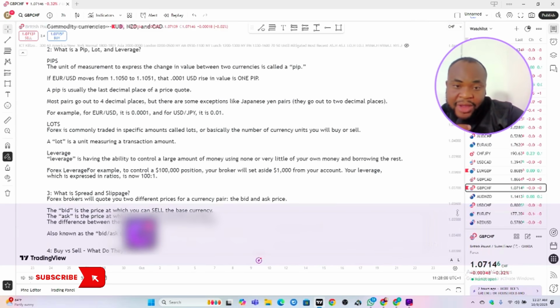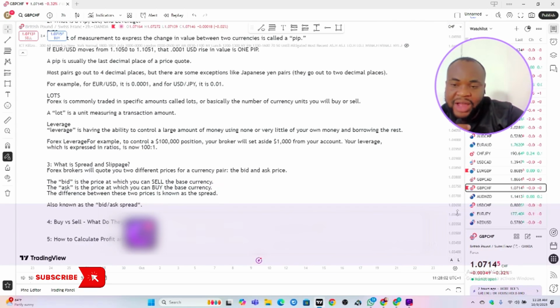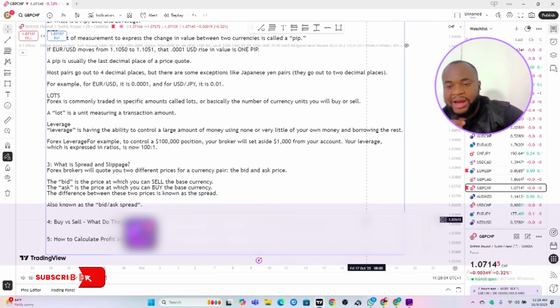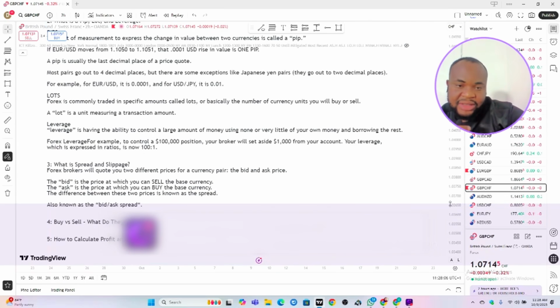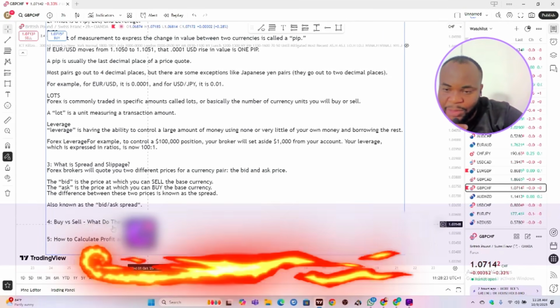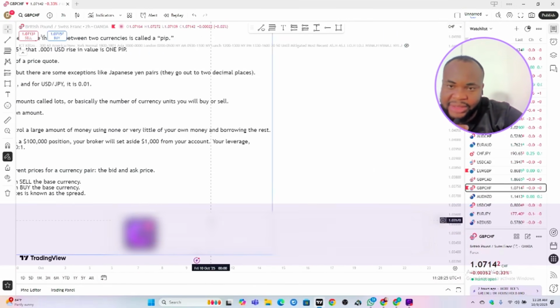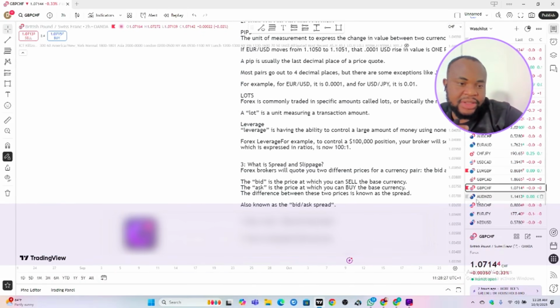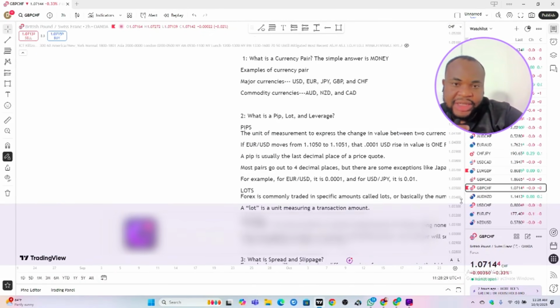So that's why most times we ask you guys to look for a very good broker that doesn't give so much spread, a big spread in the market. So, and how to buy and sell in the market. Let's move to the charts.